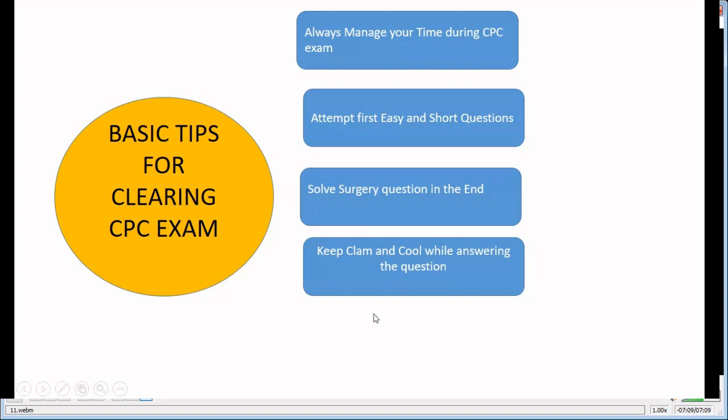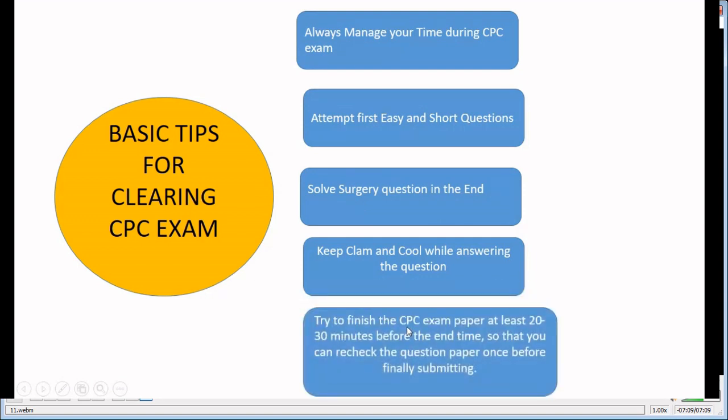And the final tip I will tell everyone is to just finish the exam at least 20 to 30 minutes before the end time. What happens is, if you don't give time at the end to recheck the question paper, you will miss some questions which you have not attempted, or you by mistake have clicked the wrong answer, which will give you less percentage in the results.